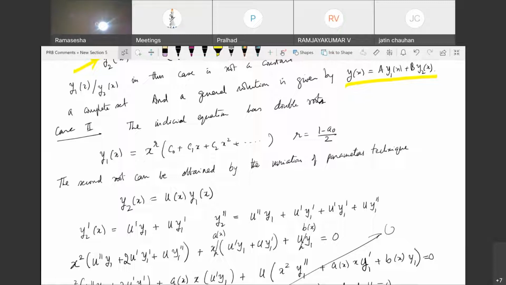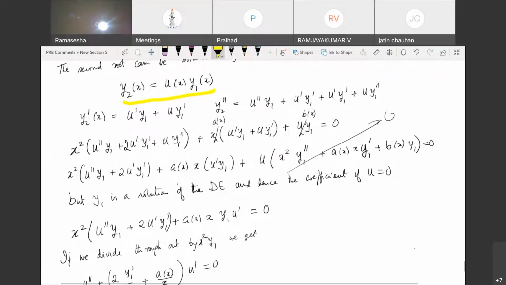So we have the initial equation having a double root. And how do you get the second root? It is by the variation of parameters technique, where you assume that y2(x) is actually u(x) times y1(x), and we want to determine u(x). To determine u(x), we write down y2 prime(x), y2 double prime(x), and then substitute the whole thing into the differential equation.